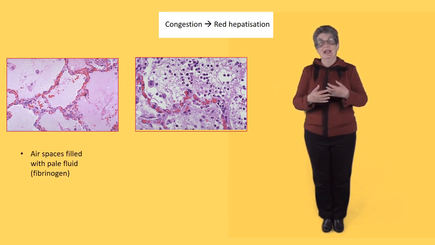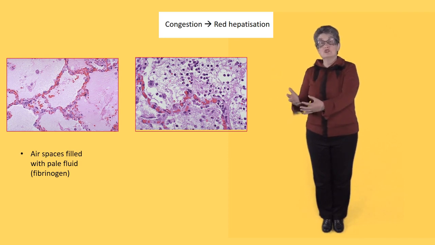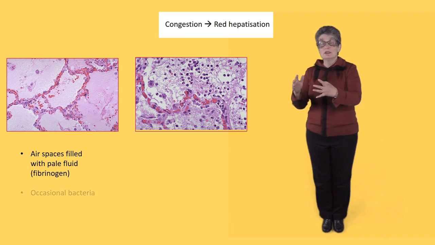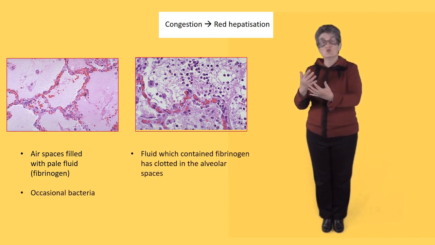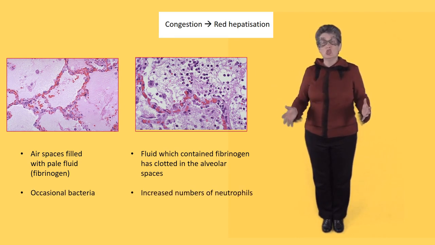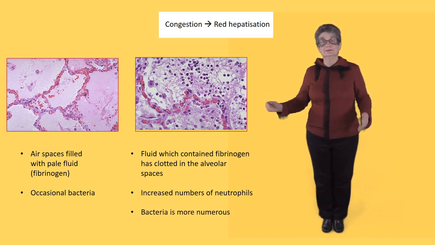The next thing that happens is that the fluid becomes infiltrated by neutrophils, bacteria grow, and the fibrin in the fluid starts to set. This leads to the stage called red hepatization, where the lungs look like liver. They're solid and congested. There's no air getting in those air spaces because it's full of fibrin now.